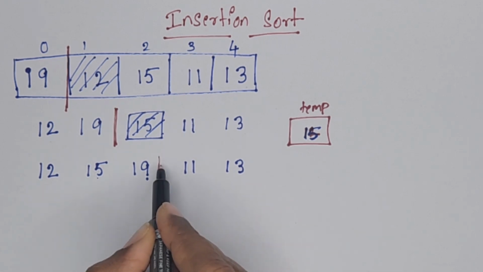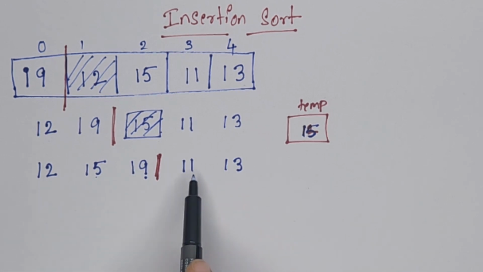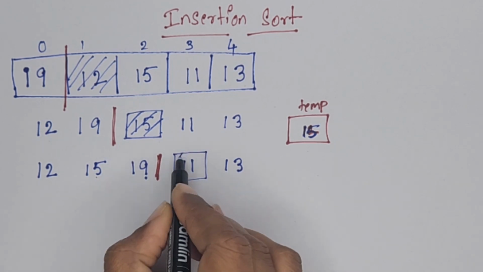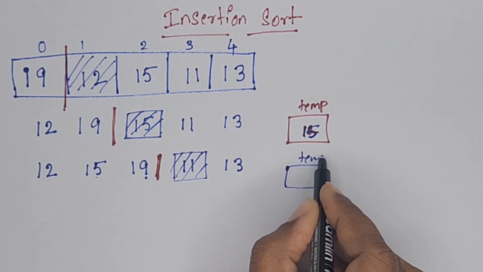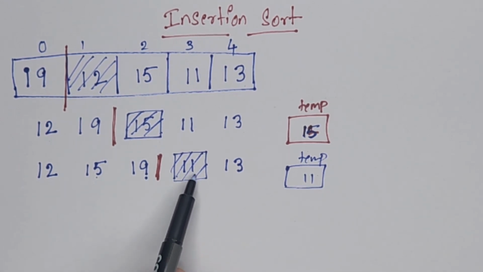Now these 3 elements are in the sorted array: 12, 15, 19. Now the unsorted array elements are 11 and 13. Now take 11, and 11 is assigned to a temporary variable. Now 11 I have stored in the temporary variable. Just consider this is one empty place and you can override this 11. Okay.